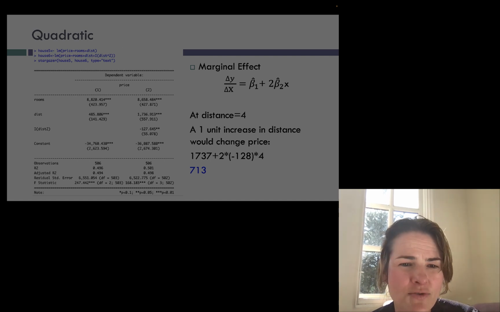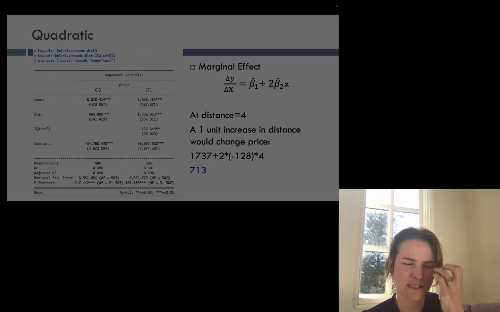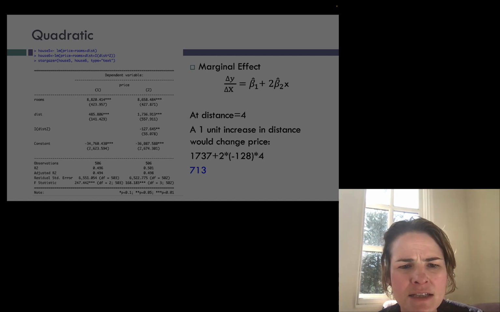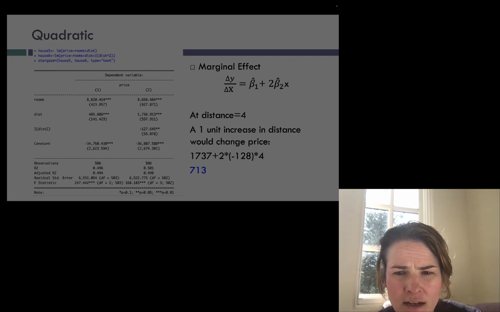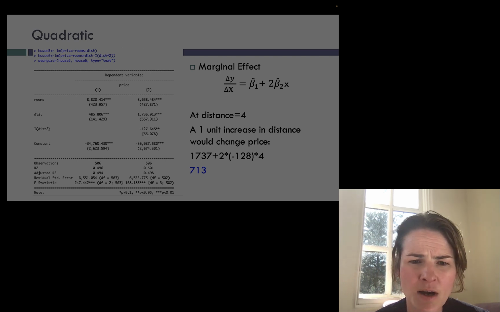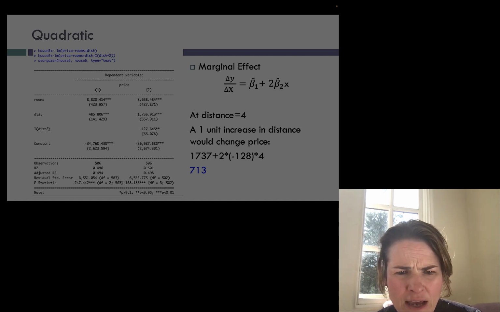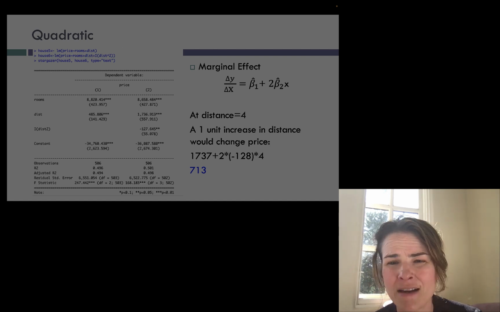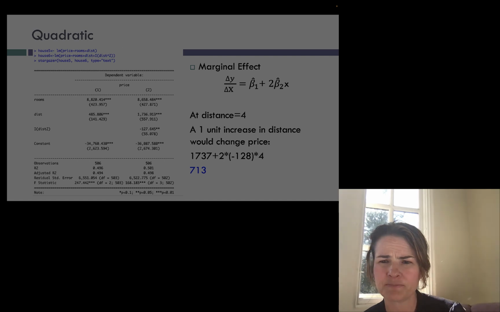We talked about quadratic models. Here's a quadratic model where we took the distance squared of neighborhoods. So we might think that, on some level, an increase in distance might make prices go up to a point and then down after a certain point, or vice versa. And so here it looks like we have that prices are going up to a point, and then there's a turning point at which moving farther away actually starts to make prices go down.